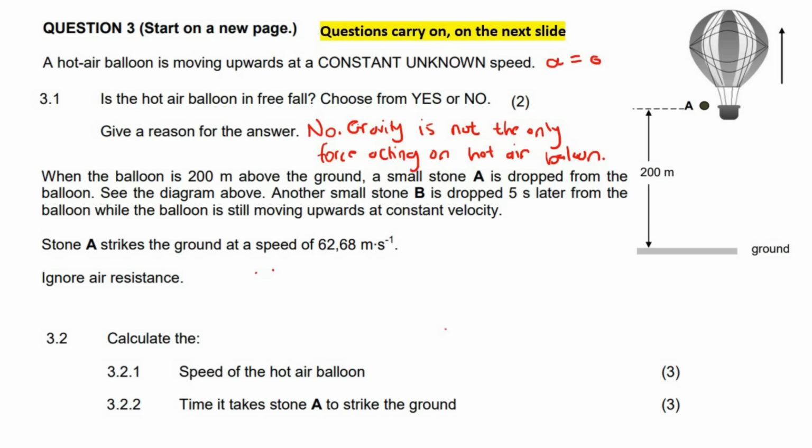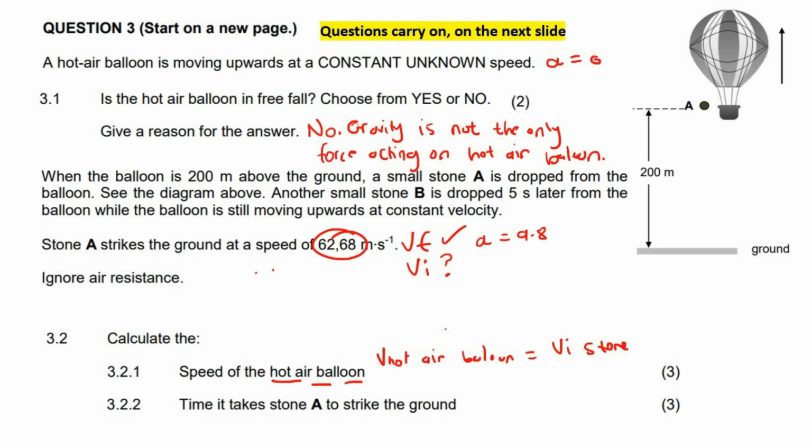So when they ask us for the speed of the hot air balloon, what we can remember is that the velocity of the hot air balloon is the same as the initial velocity of the stone, because that's what was dropped. So we can use the stone now, and let's see what we have. We know the final velocity of the stone. We are trying to find its initial velocity, so that's what we're actually looking for. We know that the acceleration is 9.8, because that's what happens when an object is falling under free fall. Yeah, but Kevin, we said it's not free fall. Guys, the hot air balloon is not under free fall, but the stone is under free fall. As soon as you drop that stone, the only force acting on it would be gravity. And then we also know the displacement, which will just be 200.